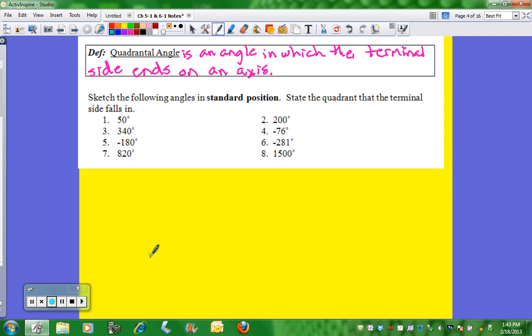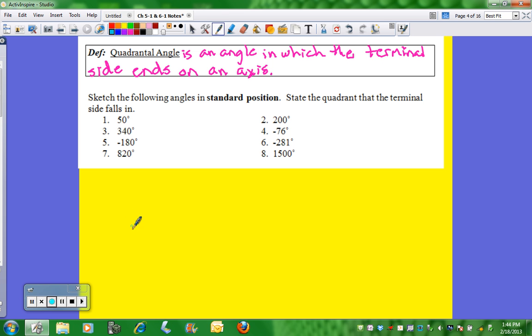Here we go, quadrantal angles. This is an angle in which the terminal side, that's the ending side, ends on an axis. So that very last example that we just did, and the one before it, the one that was negative 90 or 270, and the last one that was positive or negative 180 degrees, those were both considered to be quadrantal angles, okay?